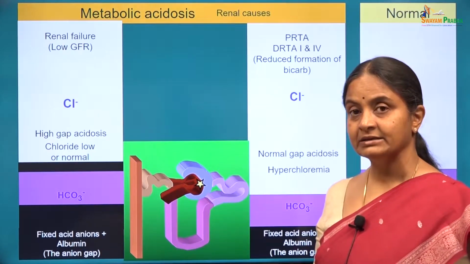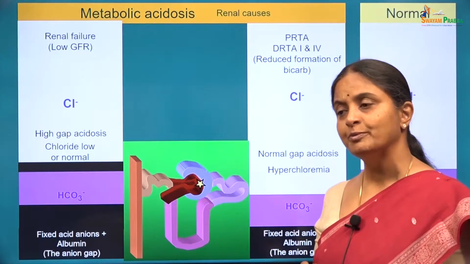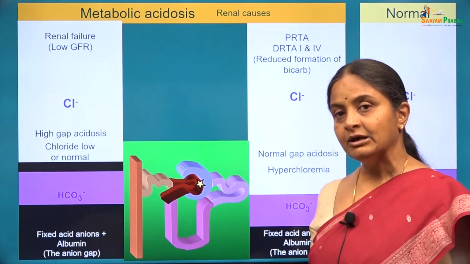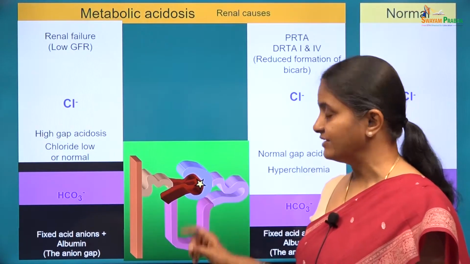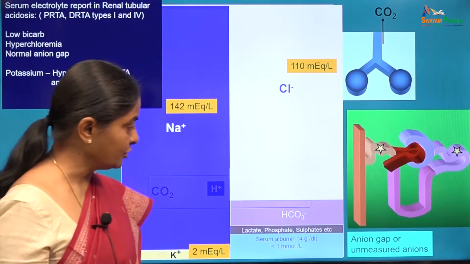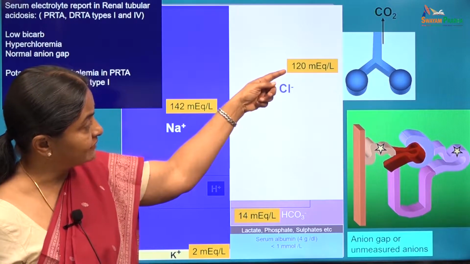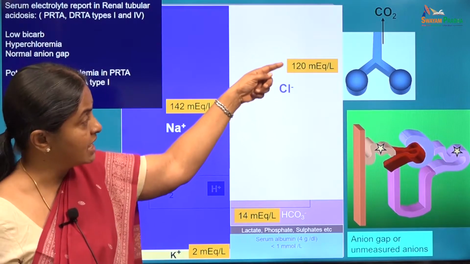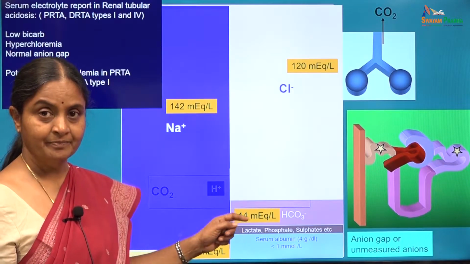Now, let us look at how the anion gap would be calculated and what would be the profile of serum electrolyte reports in renal tubular acidosis and renal failure. In renal tubular acidosis, we already saw that bicarbonate levels are lower and chloride levels are higher than normal. There is a hyperchloremia. Bicarbonate is lower than normal.